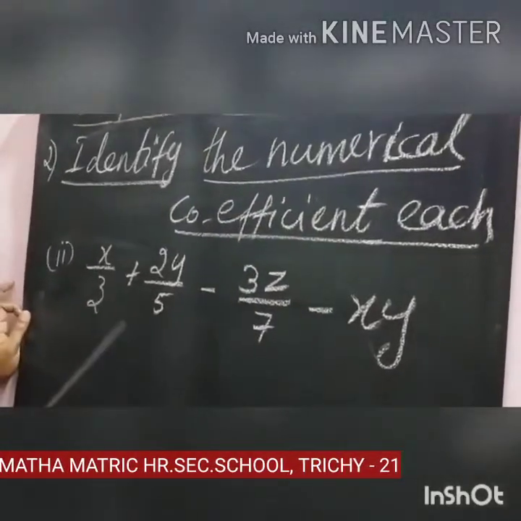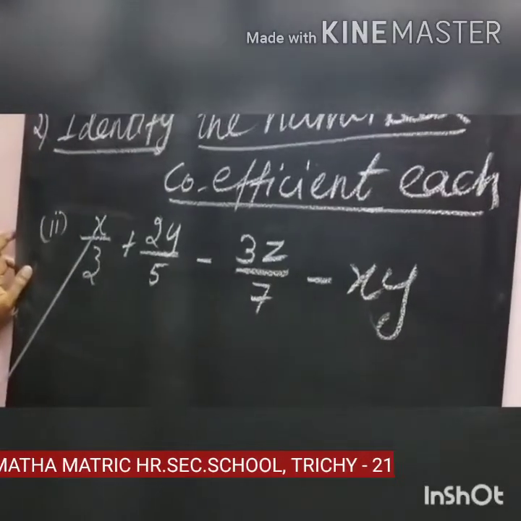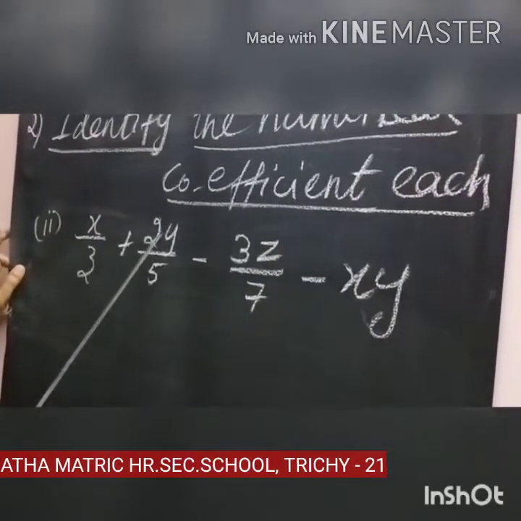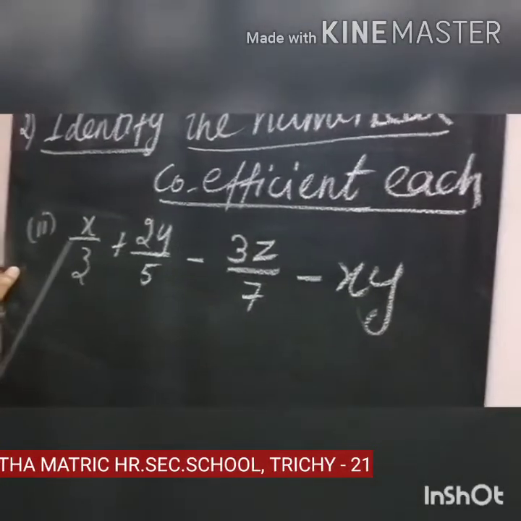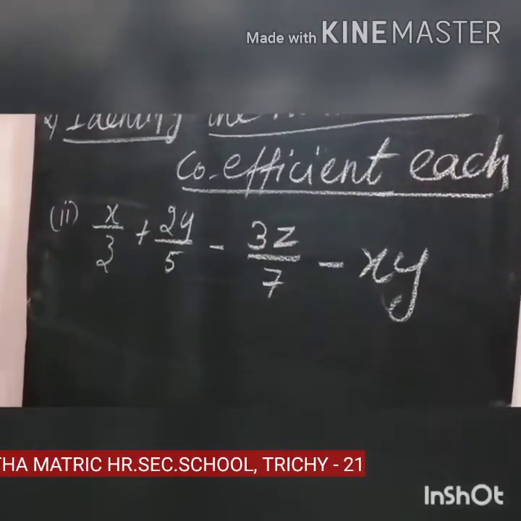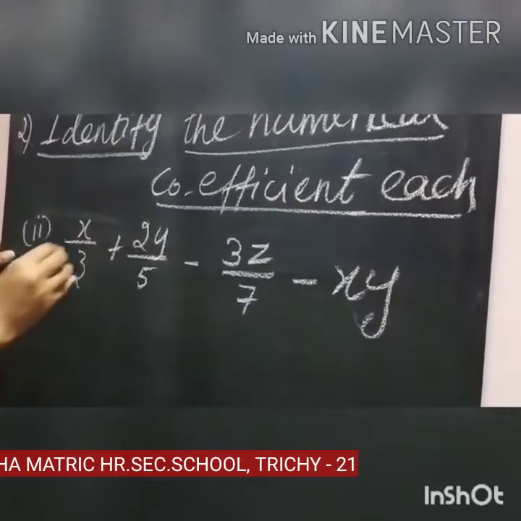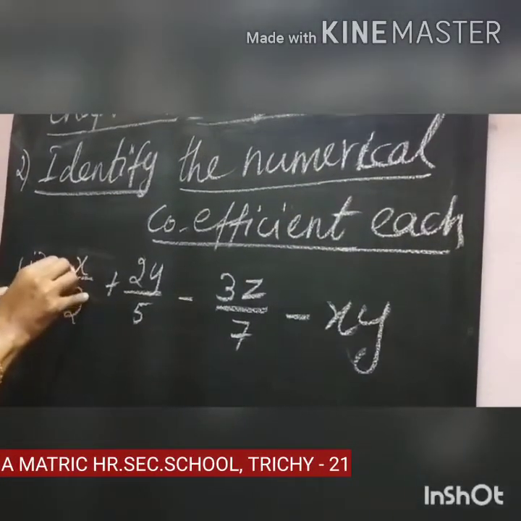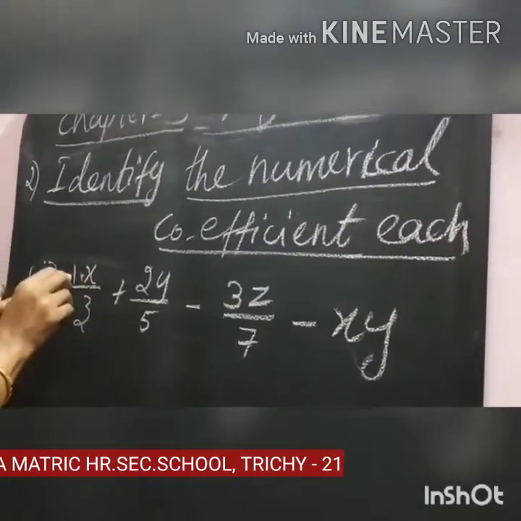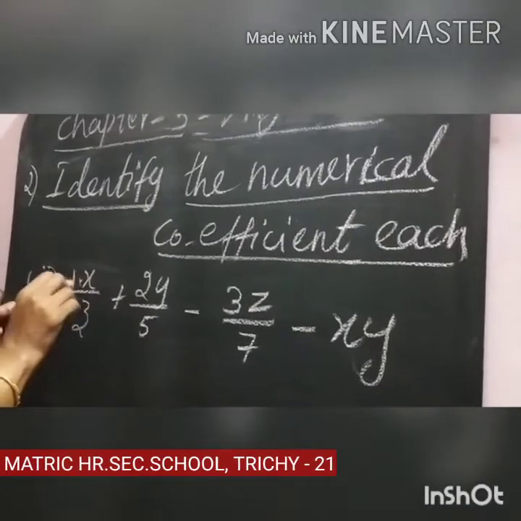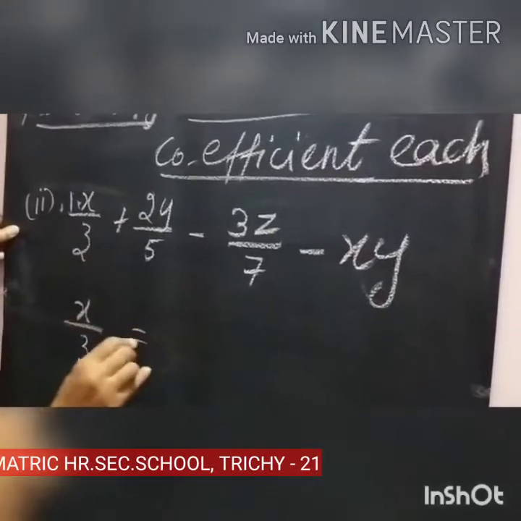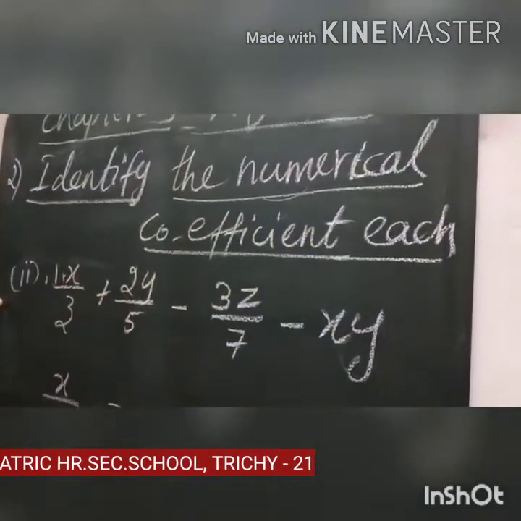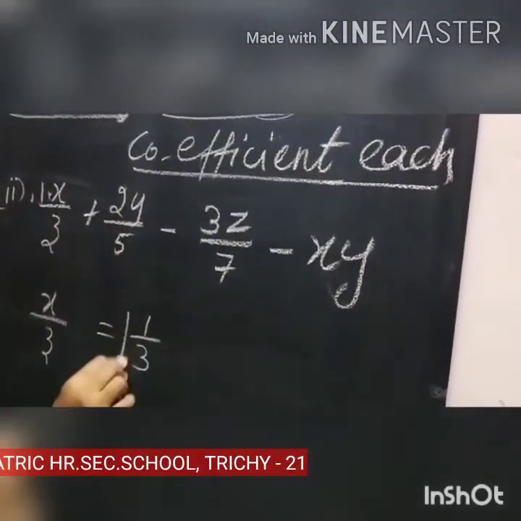See the next one, the fractions are here. x by 3 plus 2y by 5 minus 3z by 7 minus xy. So see this one, the fraction term. Here there is no number before x, which means it is understood as 1. So plus sign is there. So the numerical coefficient of x by 3 is 1 by 3.